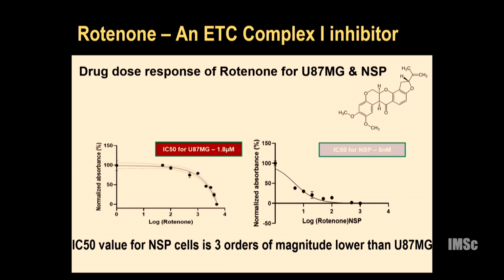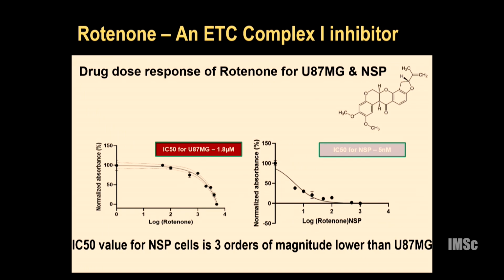And herein we took one of the compounds, rotenone, which is an electron transport chain inhibitor. And we did a drug dose response curve for them. And if you look at the left and the right hand side, the colors have inverted for some reason, this should be blue and this should be red.